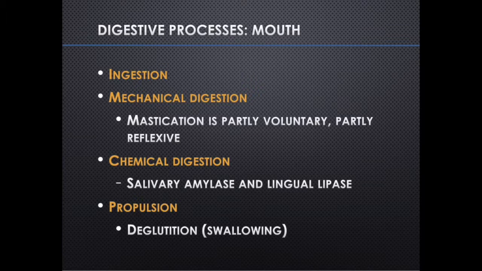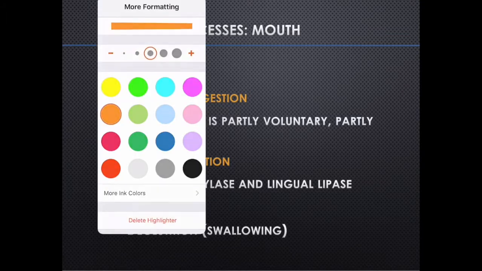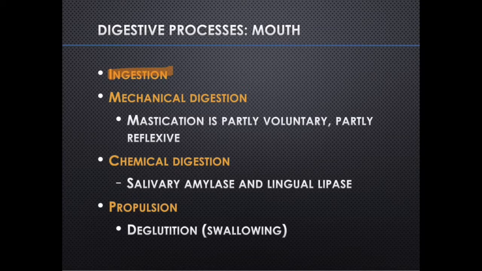What are the digestive processes that will be taking place in the mouth? The first digestive process, you see here, would be ingestion. So I cannot eat normally directly through my stomach, or through my small intestine, or through my large intestine. The part that will allow the ingestion to take place in the gastrointestinal tract is going to be the oral cavity of the mouth.